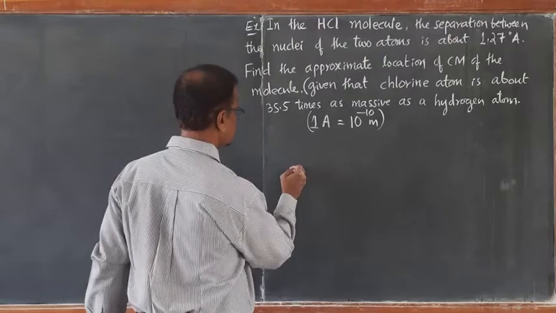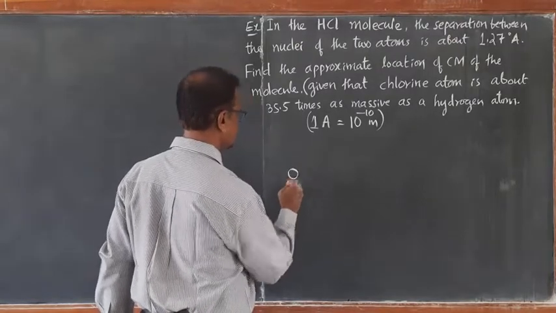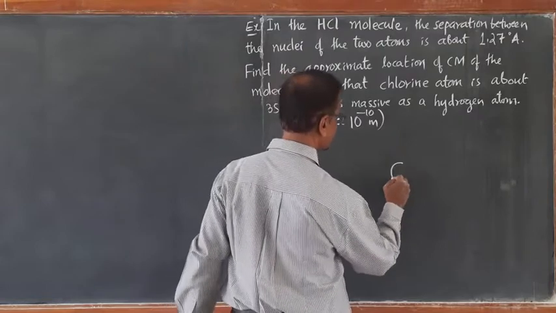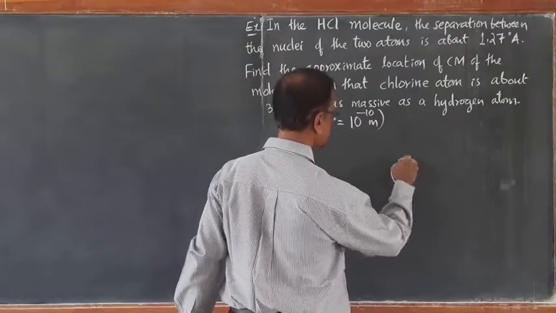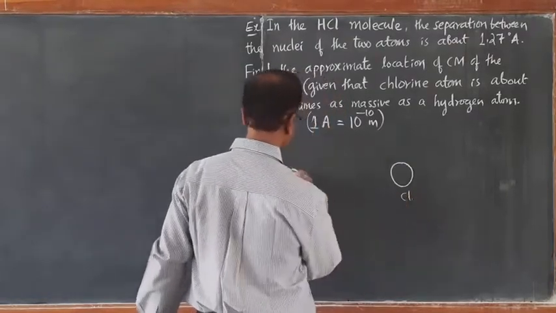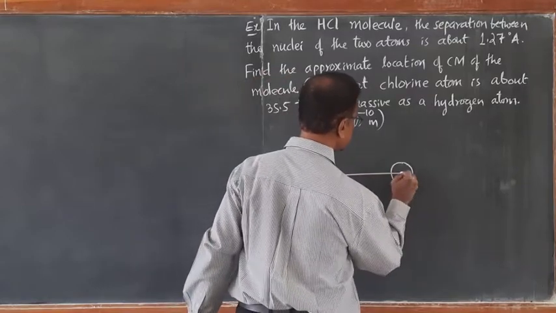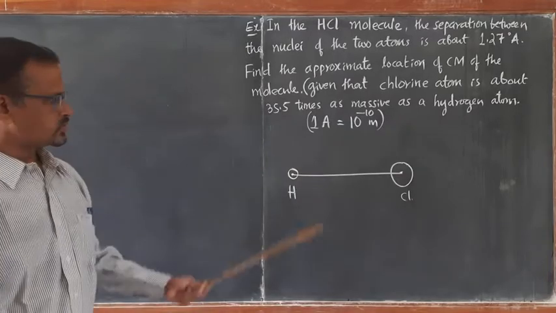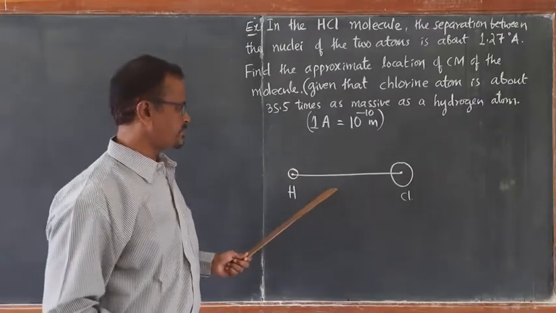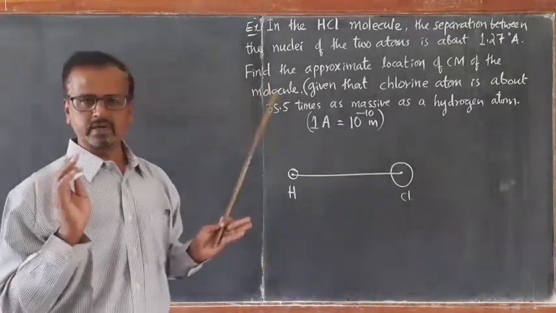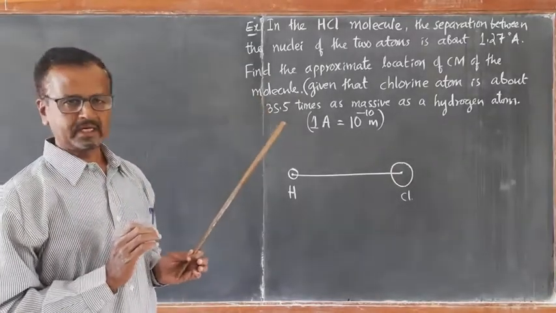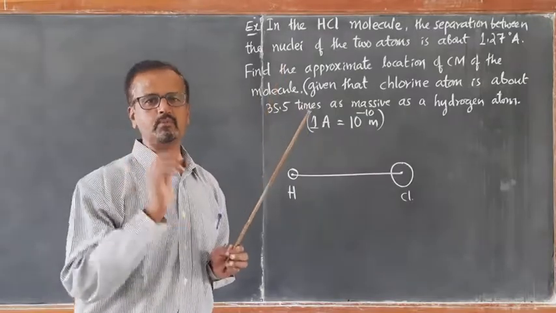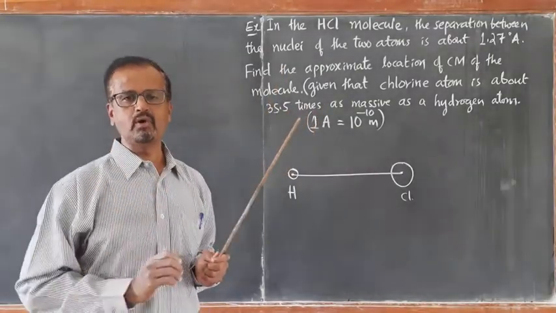Consider this is the position of the hydrogen atom and this is the position of the chlorine atom, and this is the line joining these two masses. Naturally the center of mass must lie on the line joining the two atoms, because H and Cl together make a molecule. It acts as a molecule.